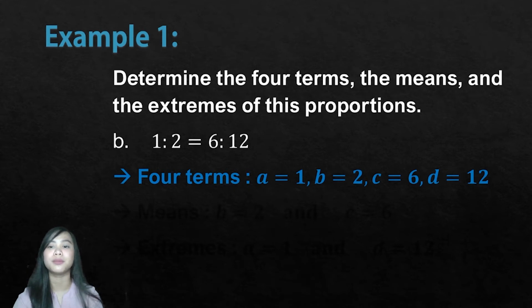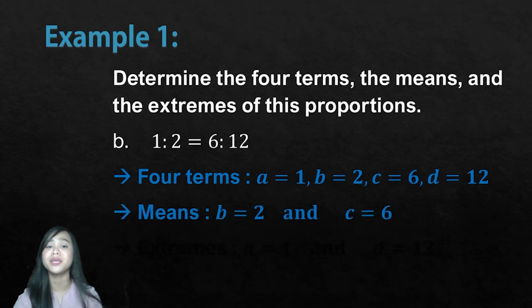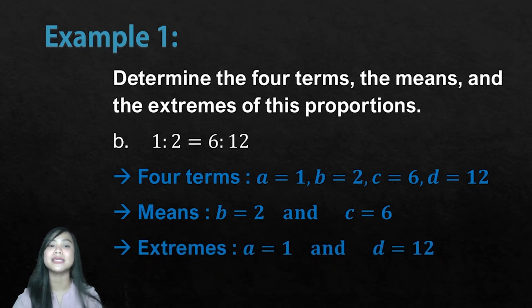And let's determine the means. Again, the means are the second and third terms. So we have B equals 2 and C equals 6. These are the second and third terms. And lastly, the extremes, which are the first and the last term: A equals 1, and D equals 12.